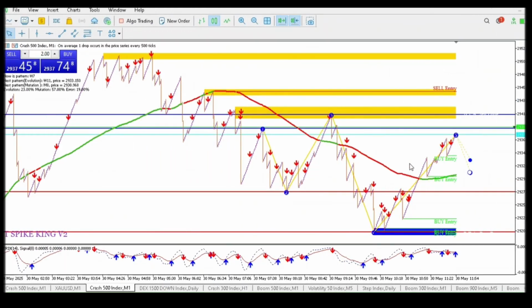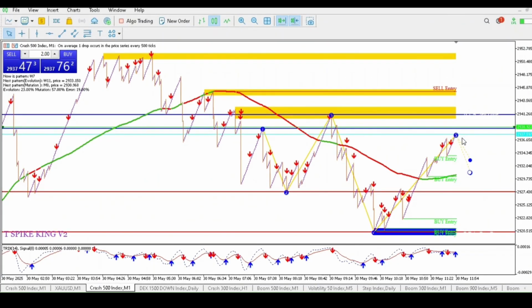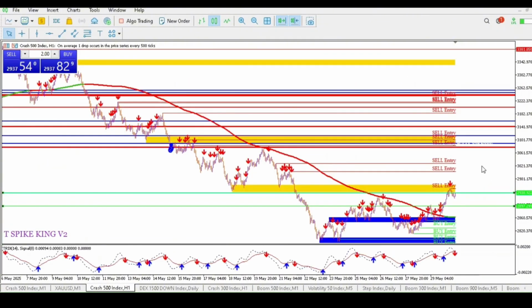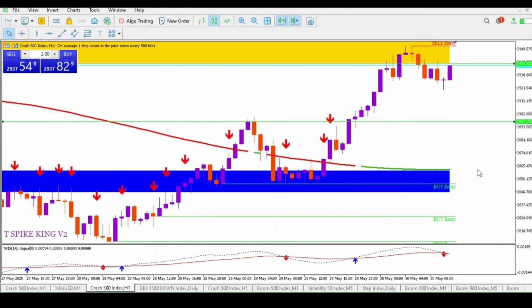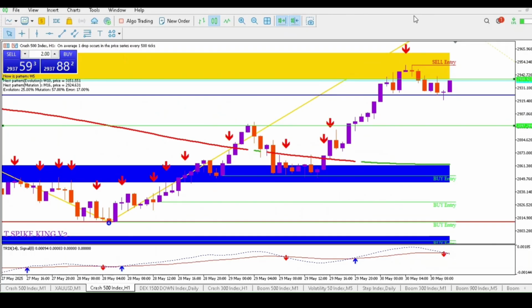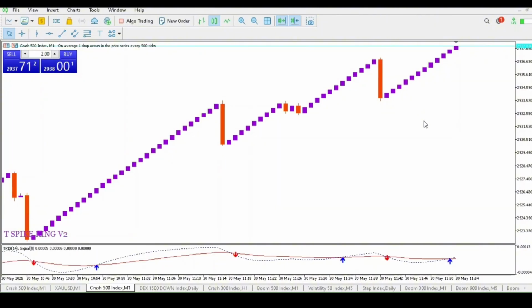Okay, guys, as you can see, this is Crash 500, and now it has reached this node, as you can see. So I want to check H1 first. This is the hourly time frame. Right. So on our hourly time frame, we can see that our latest signal was a sale. A sale was given way back. Right. So here we also have a sale signal. So we are going to try to catch the spike. I'm now going back to M1 so that we can place our trade, guys.